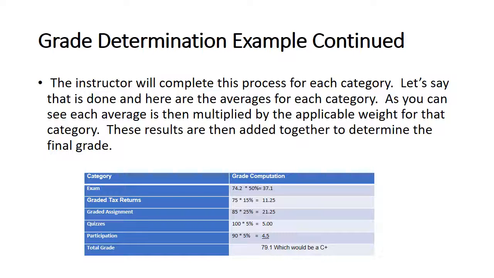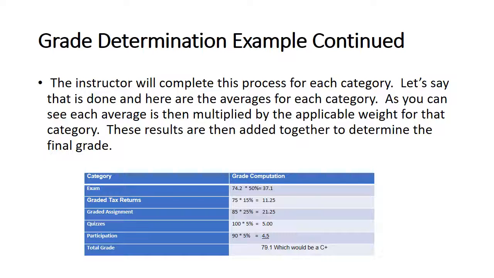Then I do that for each of the other categories. So I'll add up all your graded tax returns grades, divide by the number of tax returns. Same with graded assignments and quizzes. And then I will weight that average based on the applicable percentage.